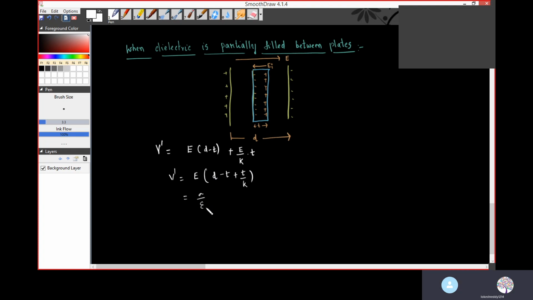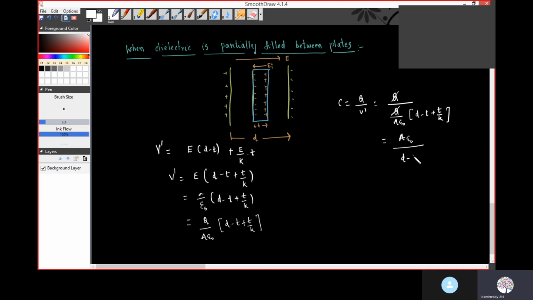E is equal to sigma naught by epsilon naught, so d minus t plus t by K, that is equal to Q by A epsilon naught, since sigma is equal to Q by A. Capacitance C is equal to Q by V dash, that is Q by A epsilon naught into d minus t plus t by K. This Q gets cancelled. So A epsilon naught by d minus t plus t by K is C. That's the capacitance if it is partially filled.